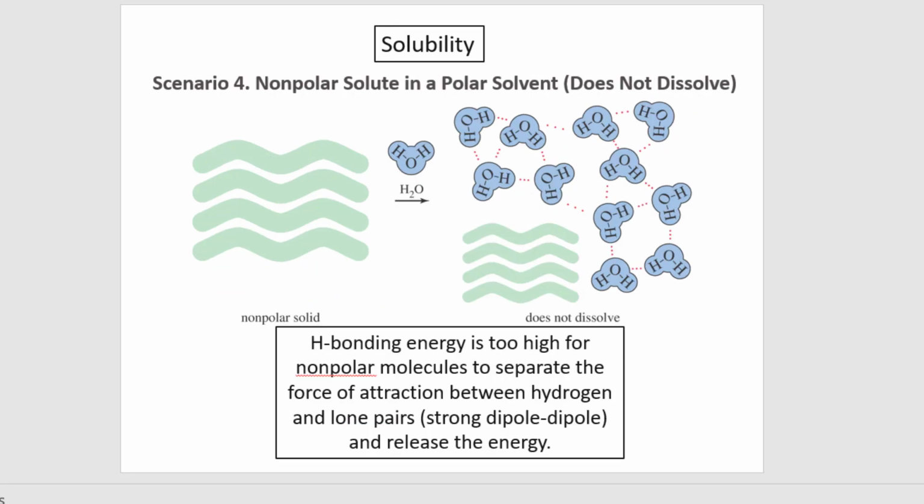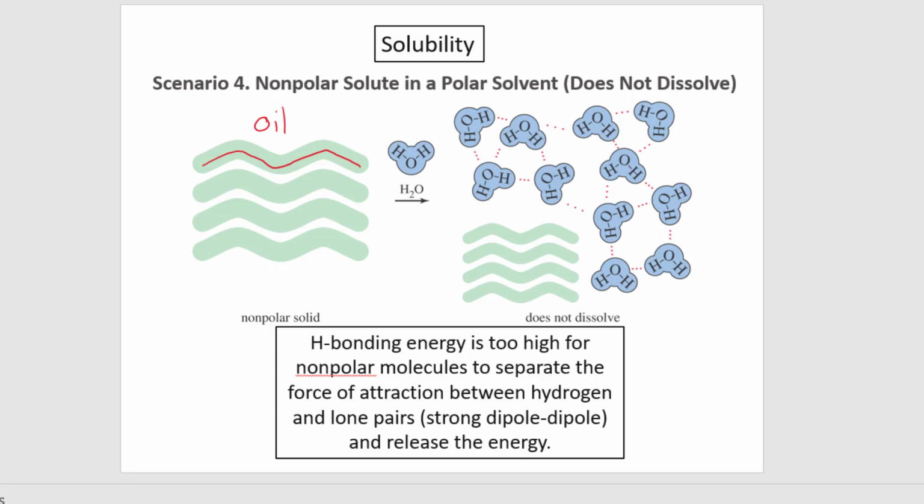How about a nonpolar solid? Again, a long greasy chain, and water. You can think about it, it doesn't even have to be a solid. Think about it like oil, right? Just a long greasy chain of carbons. And you have a polar solvent like water. Well, you already probably know from experience that oil and water don't mix.